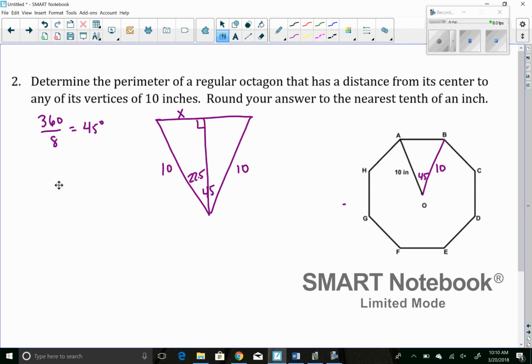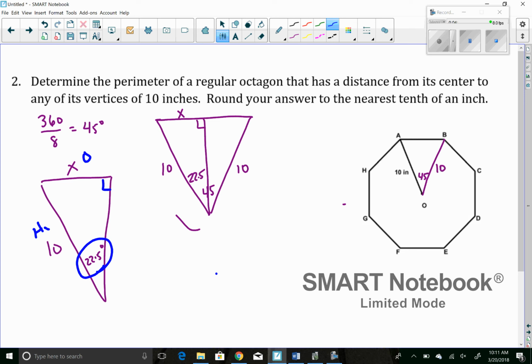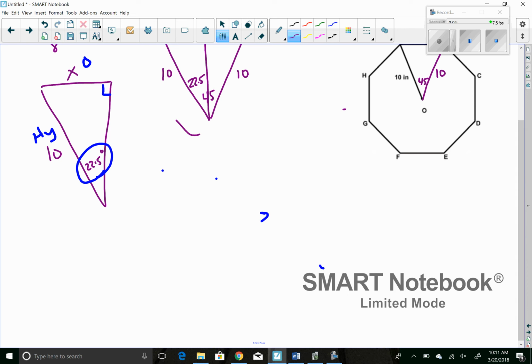So if I redraw just the right triangle, that's a terrible triangle, let's try that again. If I redraw just the right triangle, I have a 10, I have an x, which represents half of the side AB, and 22.5 degrees. Well, if that 22.5 degrees is my angle, this is opposite, and this is my right angle, so this is the hypotenuse. So I'm going to use sine to find x. I can say the sine of 22.5 is equal to x over 10.